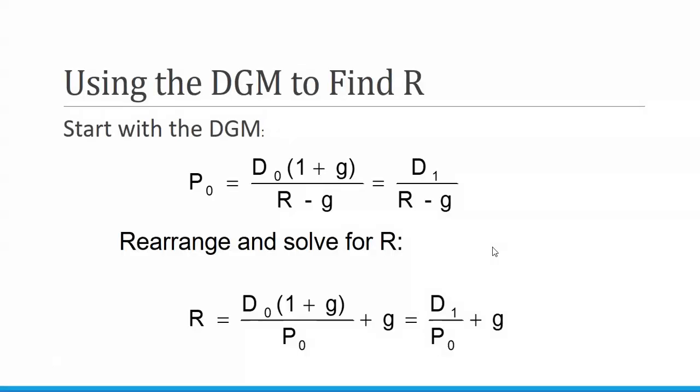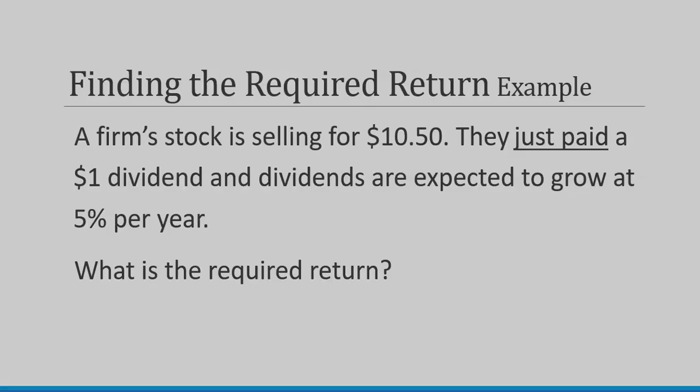So how do we use the dividend growth model to find the required rate of return? So if we start with the dividend growth model, and rearrange to solve for the required rate of return, we then have the dividend in period 0 times 1 plus the growth rate over the price, plus the growth rate, equals the dividend 1 over the price, plus the growth rate. So let's look at an example for that.